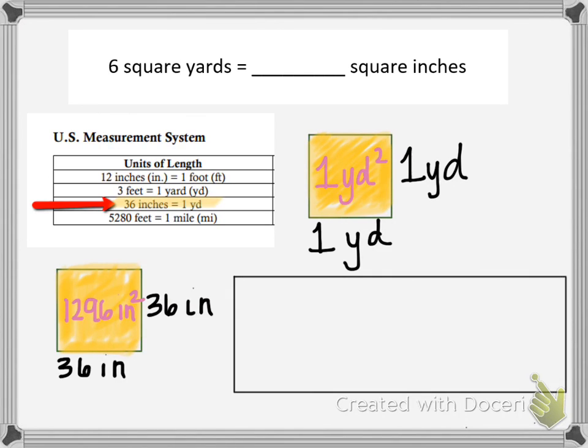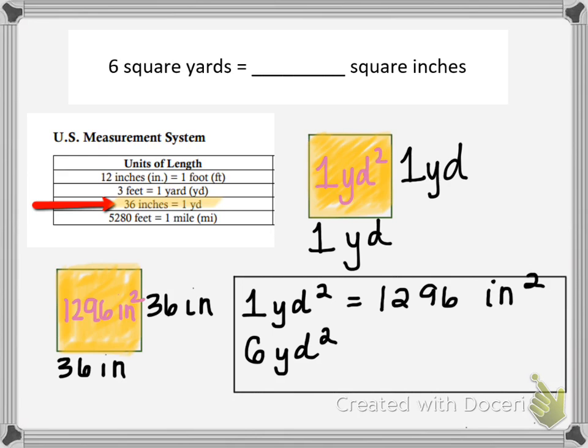So now we've kind of created our own conversion factor. So I'm going to make a new rectangle down here. Now this isn't a shape, this is just to separate my work. So now I've determined that 1 square yard is equivalent to 1,296 square inches. So if I have 6 of these squares, that means I have 6 square yards. I have to multiply the 1,296 by 6, and that will be my answer in inches squared.